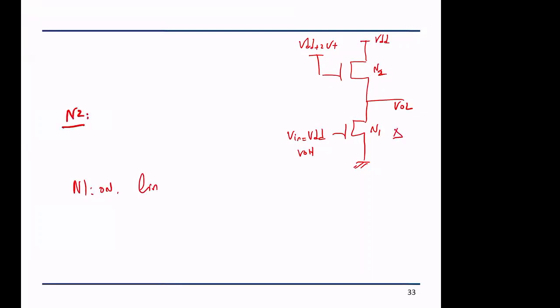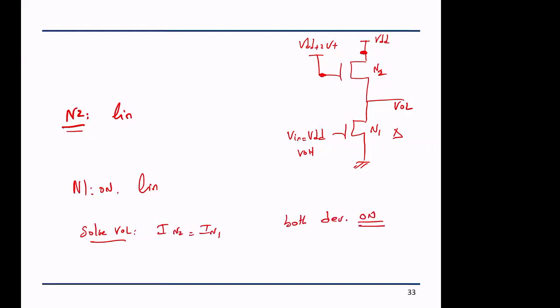N2 will still be in the linear region, and its gate is higher than the drain, right? So it will be on, right? So when I solve for VOL, what do I have? I will have IN2 equals IN1, and both devices are on, right?